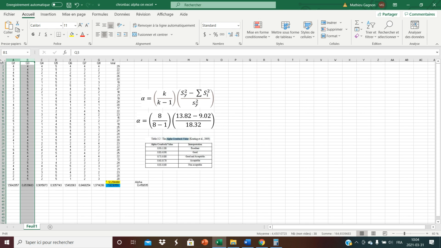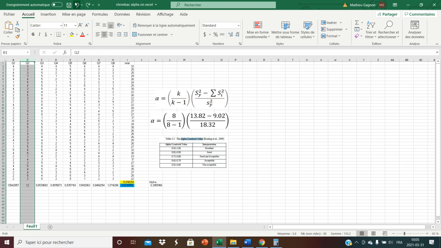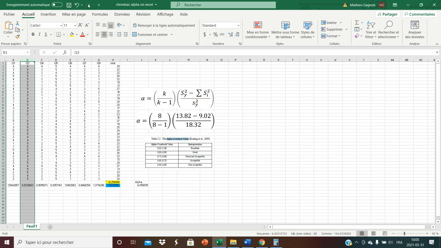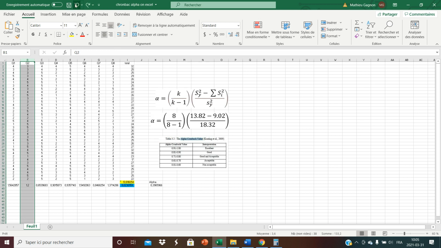So everything's going to adapt. So it adapted all the total. Everything here is adapted. That makes sense. 0.41 is now my alpha. What was it before? 0.39. We jumped from 0.39 to 0.41. It's not a huge jump. What if I delete both questions?